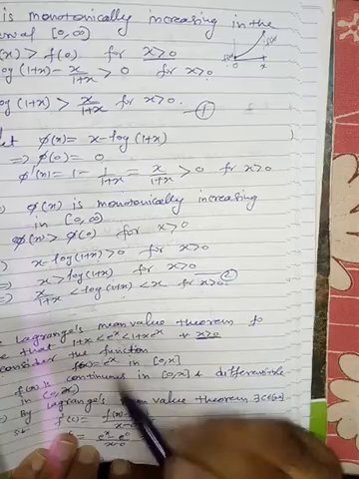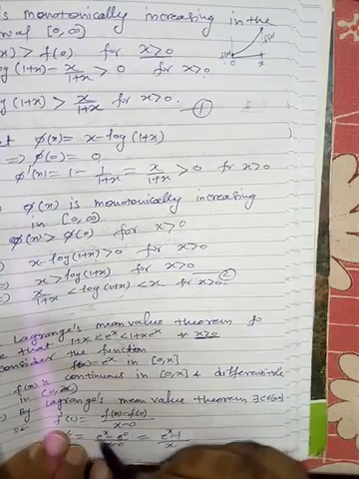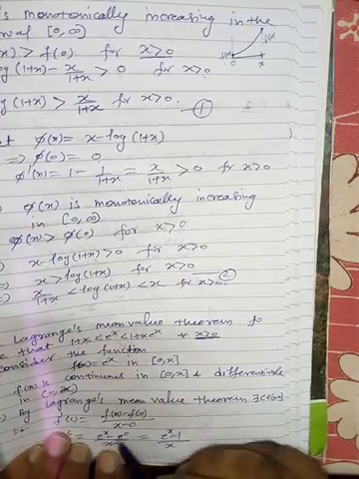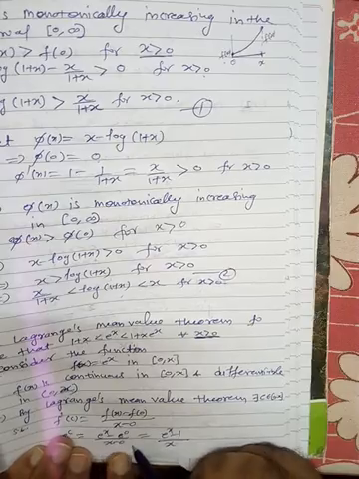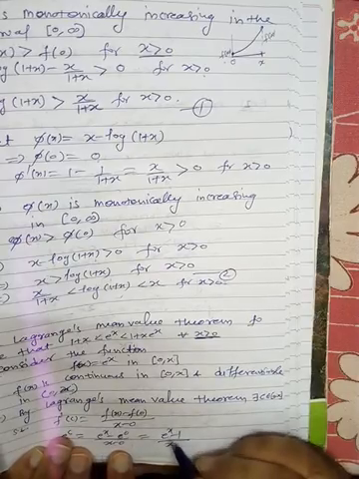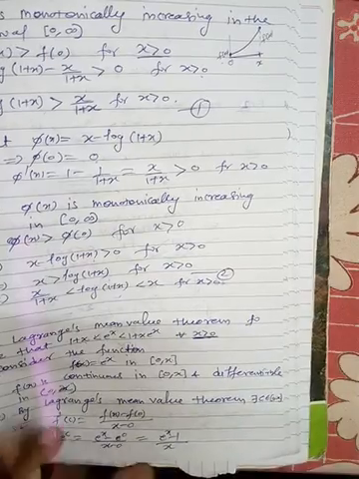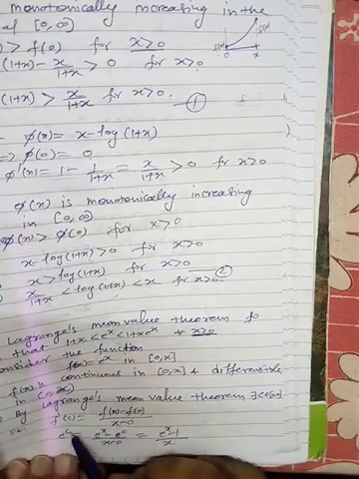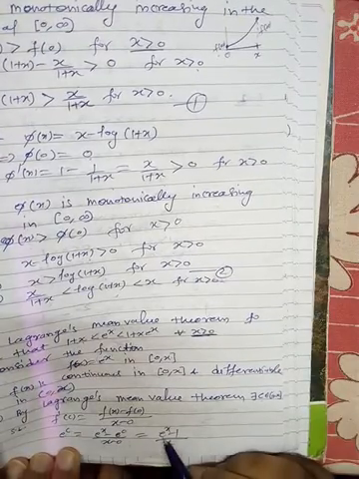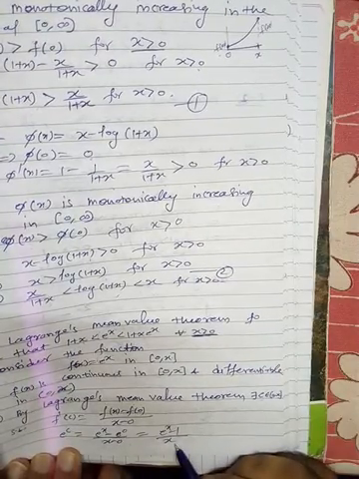The function is e raised to the power x. So f of x means e raised to the power x, minus f of 0 means e raised to the power 0, divided by x minus 0. So we get e raised to the power x minus 1, divided by x. So here e raised to the power c is e raised to the power x minus 1 by x.